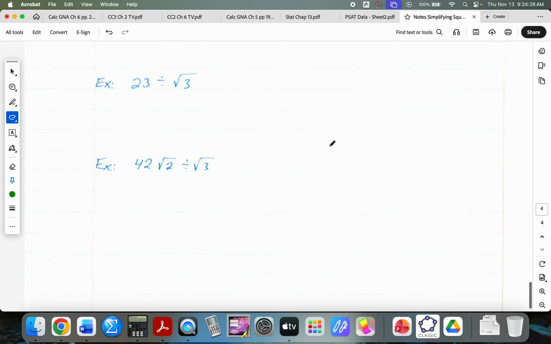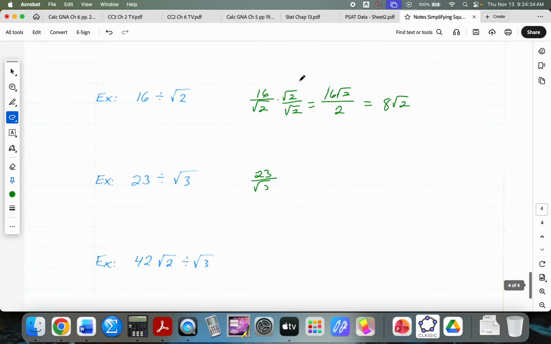All right, let's look at this one. 23 divided by the square root of 3. Oh, by the way, this is called rationalizing the denominator.